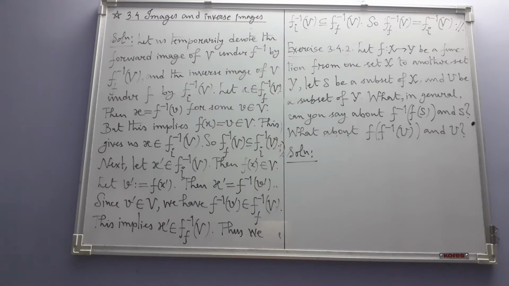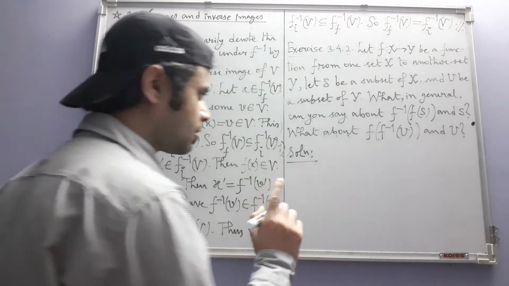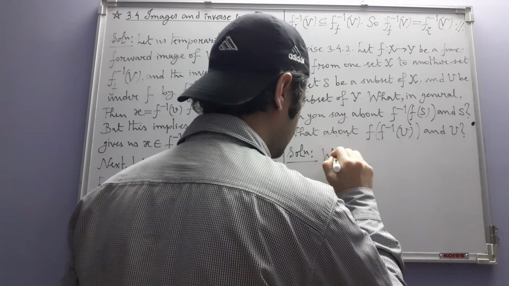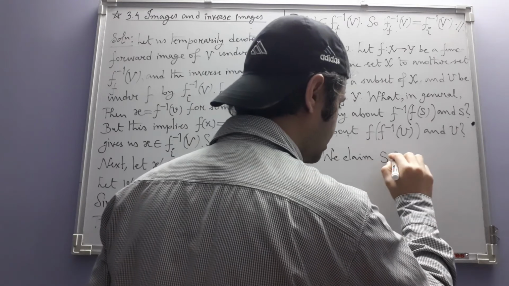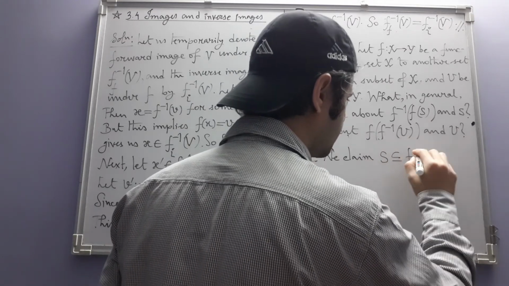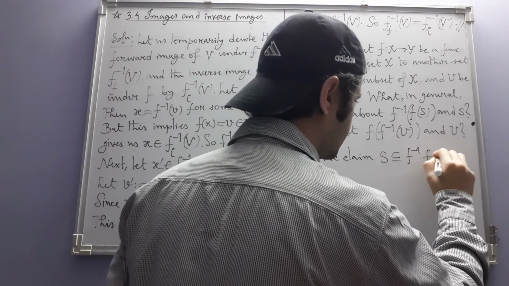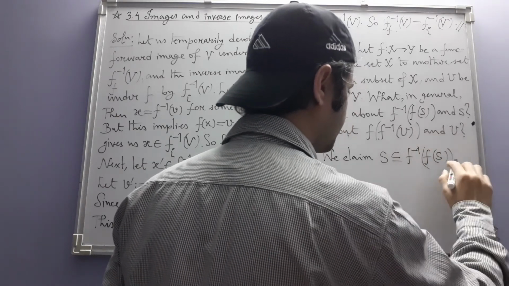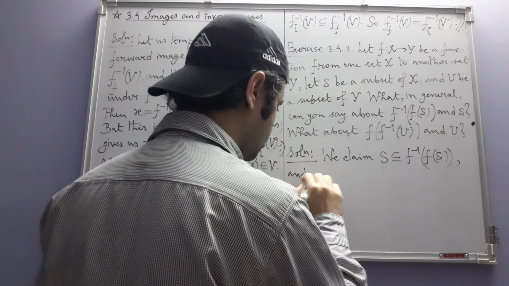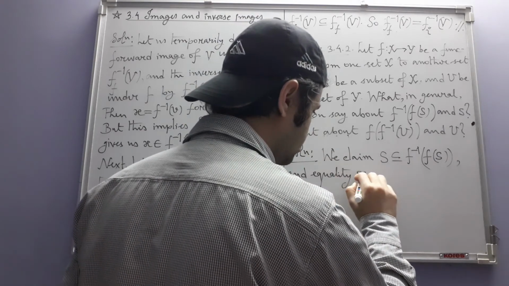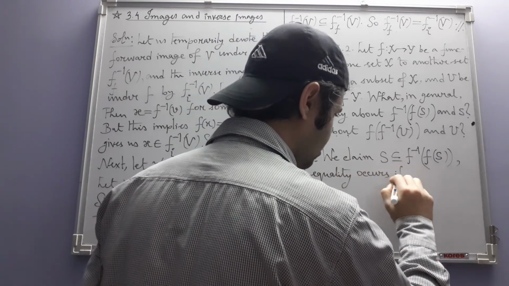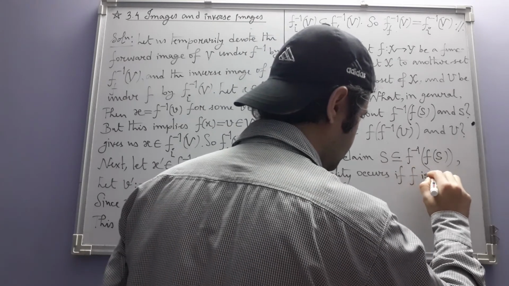Okay, I myself keep forgetting what the relationship is. Okay, so our first claim is this. We claim that S is a subset of F inverse of F of S, and equality occurs if F is injective.